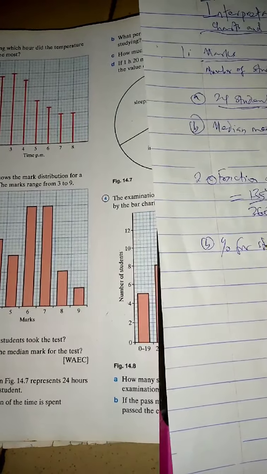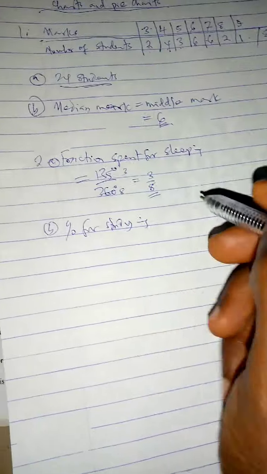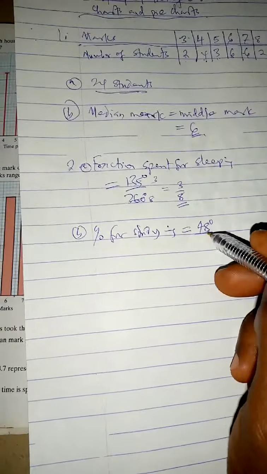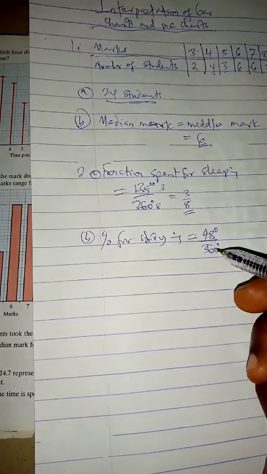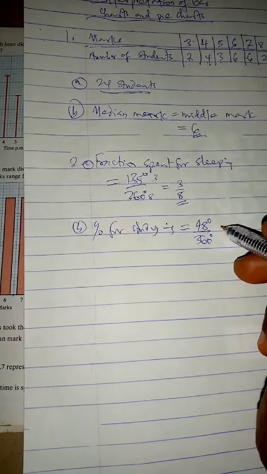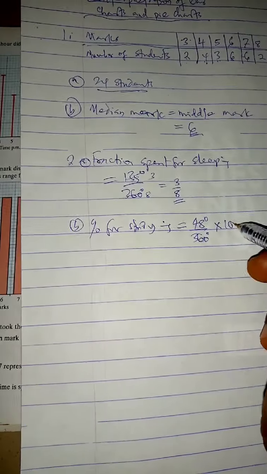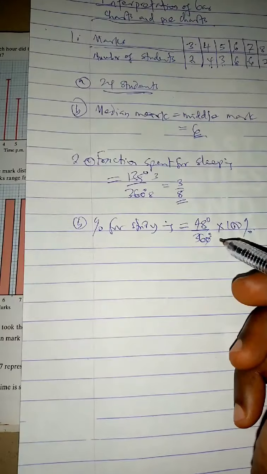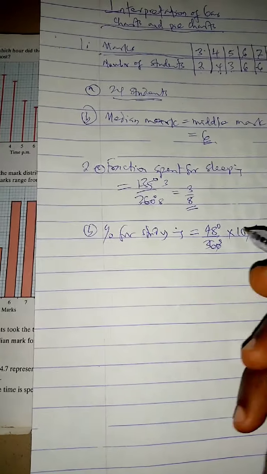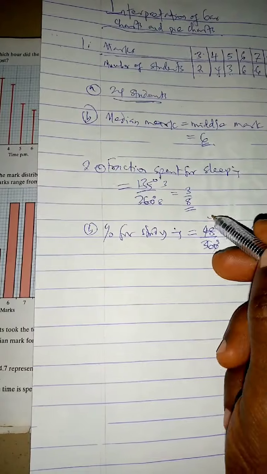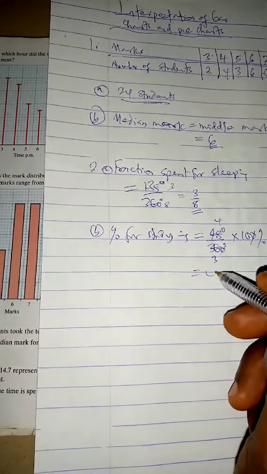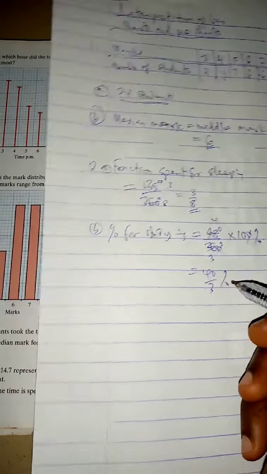for studying will be angle for studying, which is 48 degrees, over total angles for your circle times 100%. When you are changing anything to percentage, you multiply by 100%. Now, we cancel this. 12 here 4, 12 here 3. Then we have 40 over 3%.